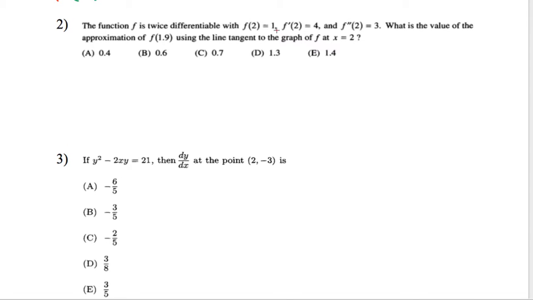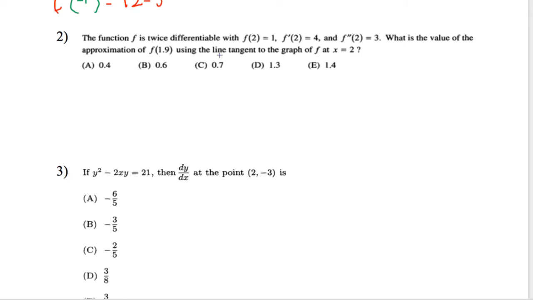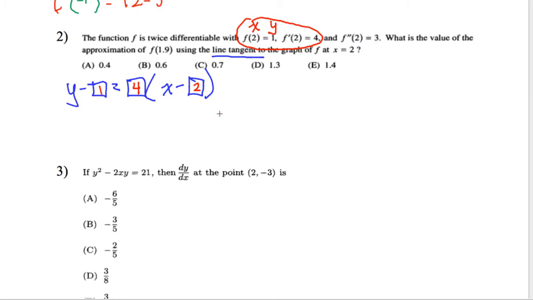We have a twice differentiable function, which is good because we need to take the second derivative. Oh, maybe don't. We need the approximation of f of 1.9 using the line tangent. As soon as I see line tangent, I need to write down y minus box is equal to box times x minus box. We know it goes in each of those because of the last problem. So let's go ahead and plug in 2 for x. Because this is my x, this is my y. My y is 1. It already told me that. I just need to find out the derivative at 2. And it tells me the derivative at 2 is 4. There's where 4 goes.